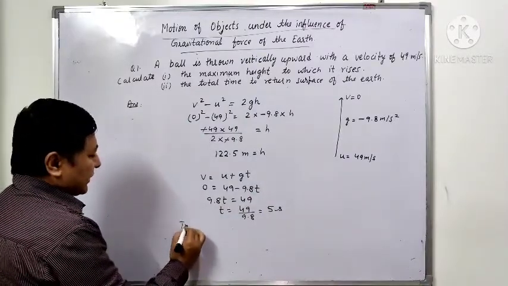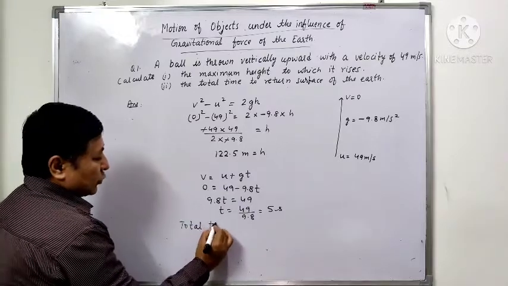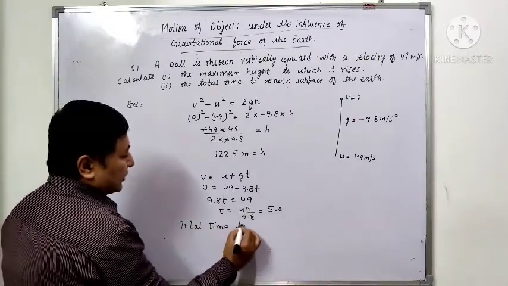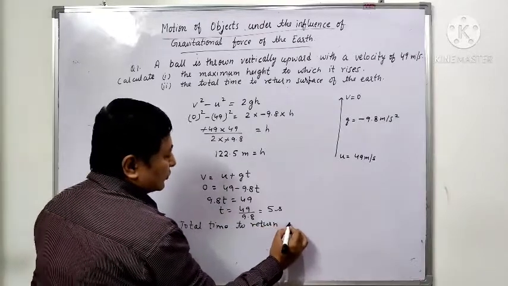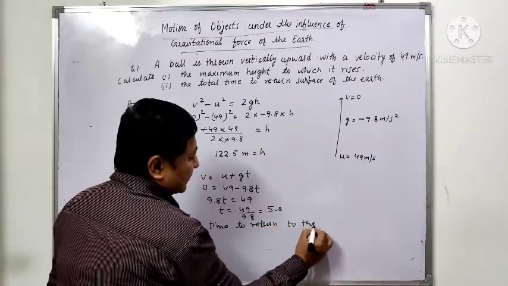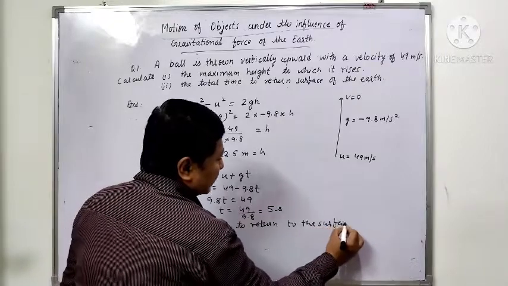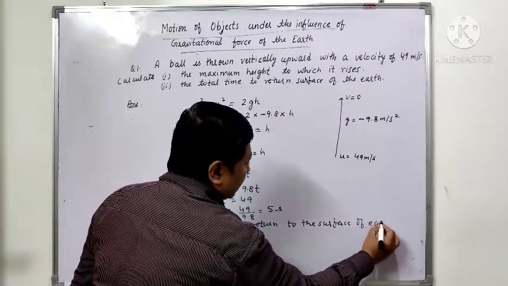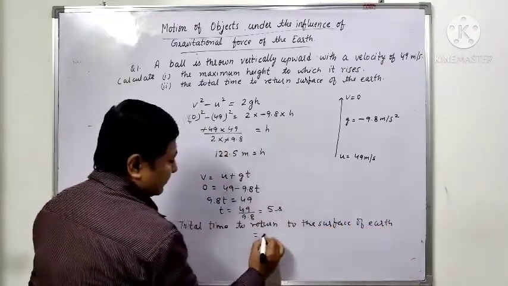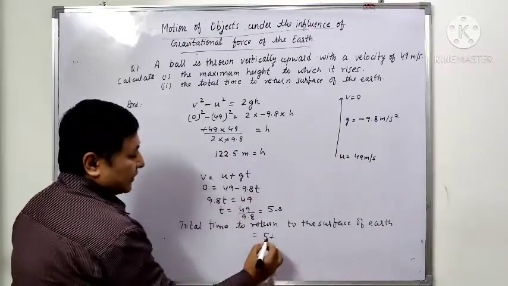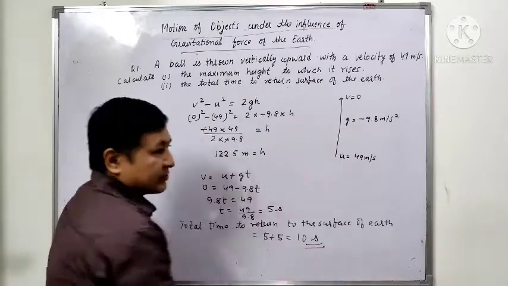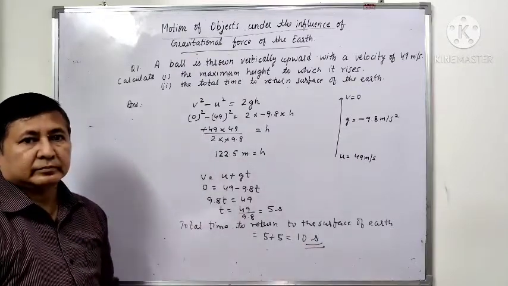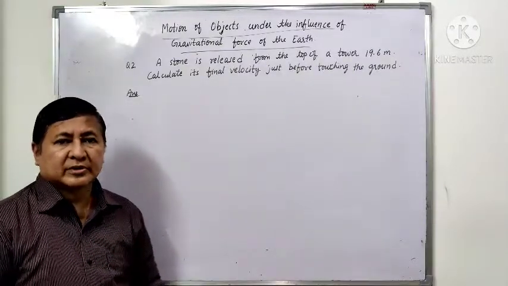So we'll write total time to return to the surface of earth will be 5 plus 5, 5 for going up and 5 for coming down, so total time will be 10 seconds. Now let us solve question number 2.